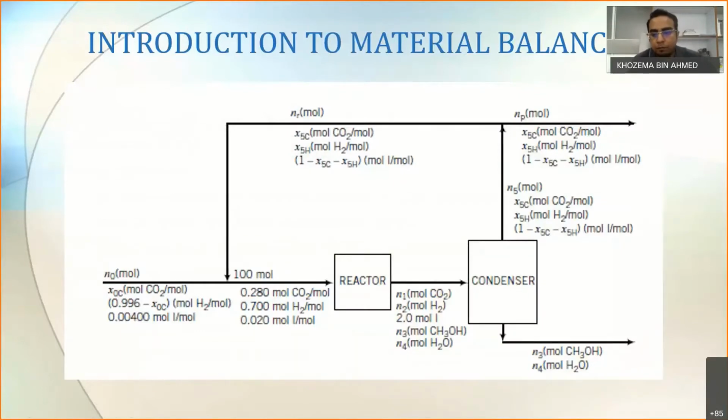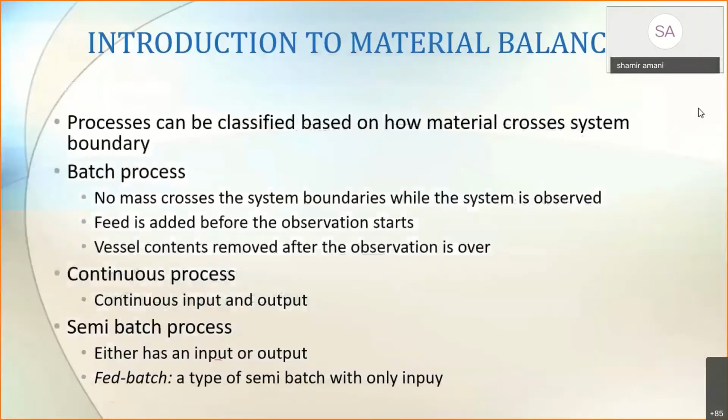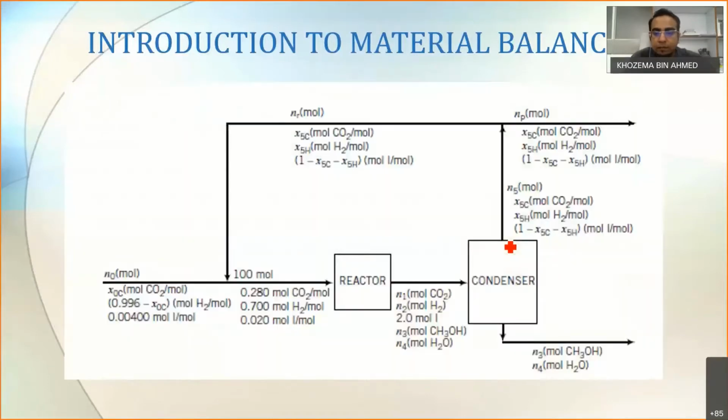For the batch process, the mass crossing the boundaries means there's only a change of mass in the system and not the surroundings, right? Yes. Okay, thank you, Doctor. So basically for a batch system, everything you have to put in before you start the observation. Once you start the observation, there should not be anything input or anything output. Okay? Any other questions?